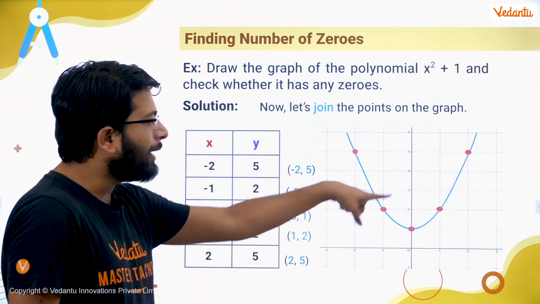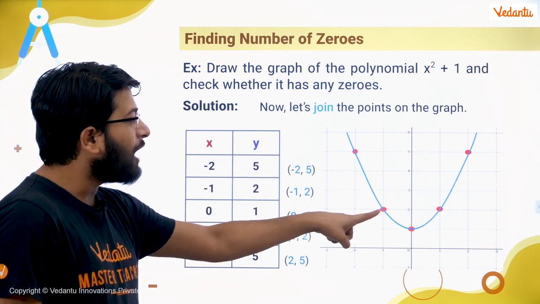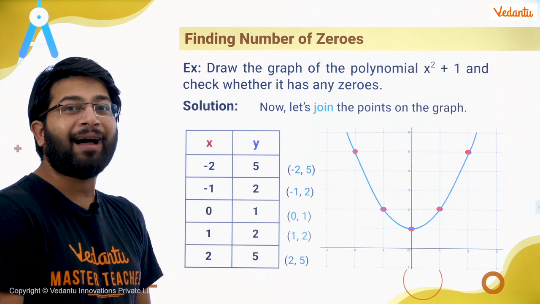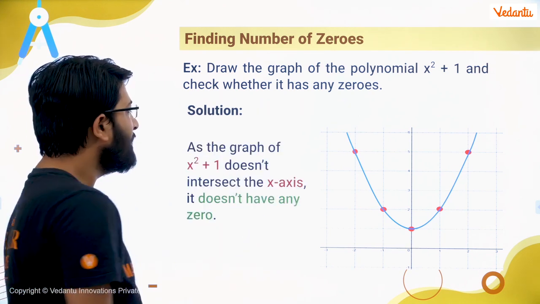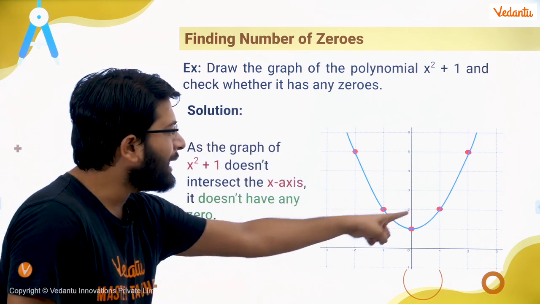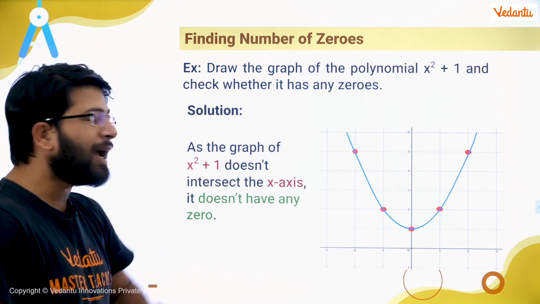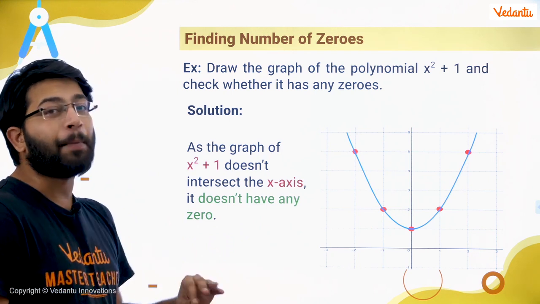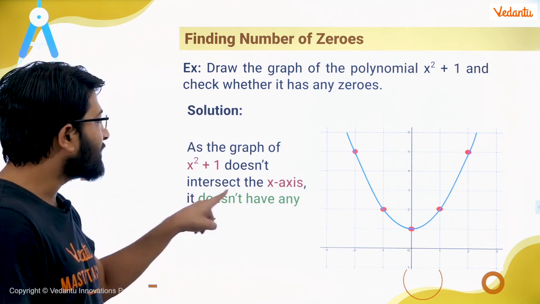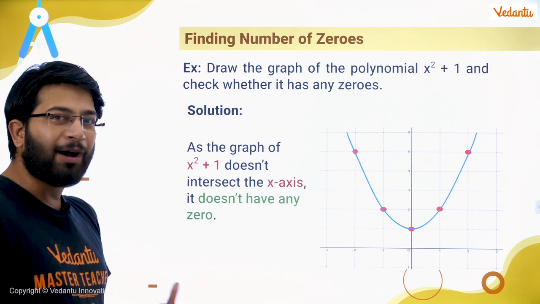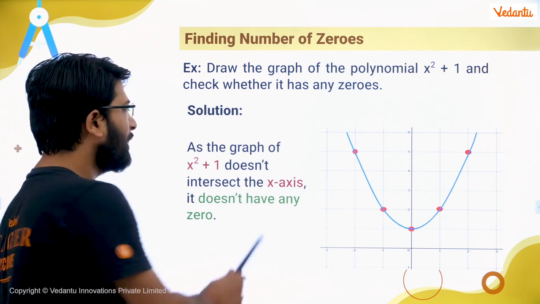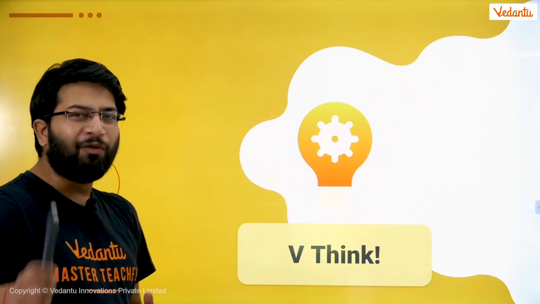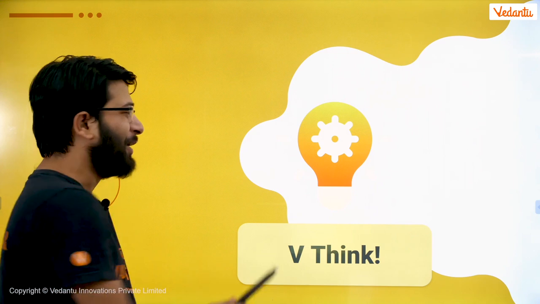After joining these points, we can see that this graph is not intersecting the x-axis, right, champ? We can see that the graph is not intersecting the x-axis at any point. That means what? It does not have any zeros. I hope it is clear. Very simple to find out, right, champ? Excellent. Now one more question for you to think about.